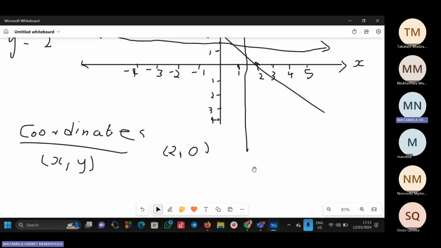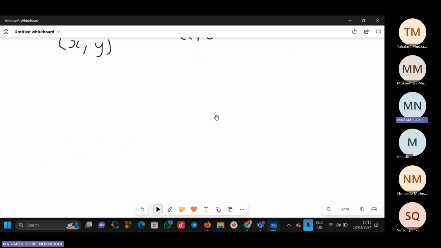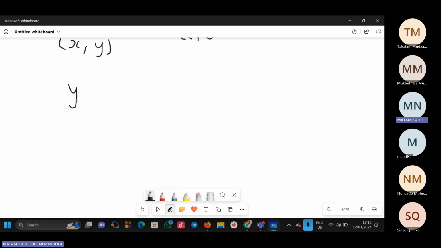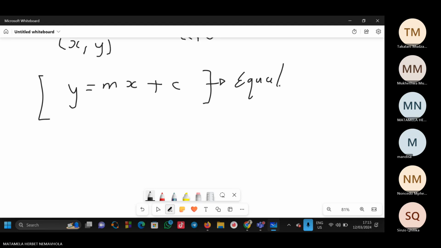Now we're going to go to the most important part. The most important part about what we are doing: we have y equals mx plus c. This is the equation I've written here. It's an equation of a straight line. You must remember that this means a straight line.